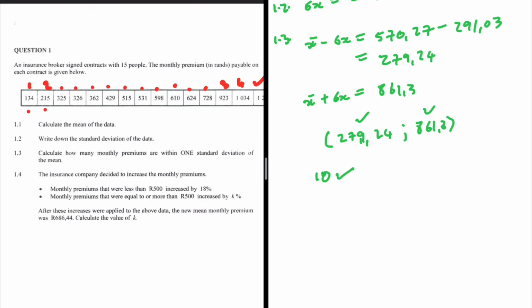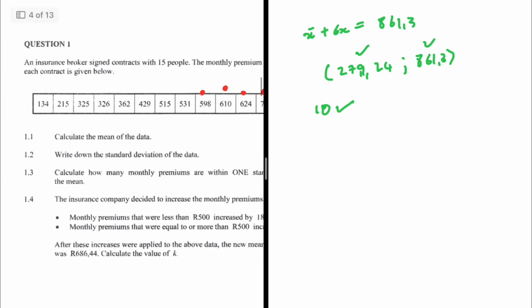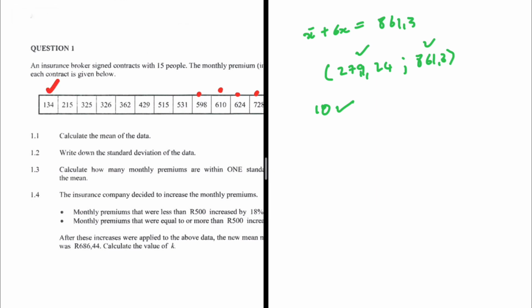Okay, so there's been some changes, and then the value of K changes. Not the value of K, the mean changes. So let's break down our equation. So we're told that the premiums which are less than 500, not 5,000, increased by 18%. So 1, 2, 3, 4, 5, 6.